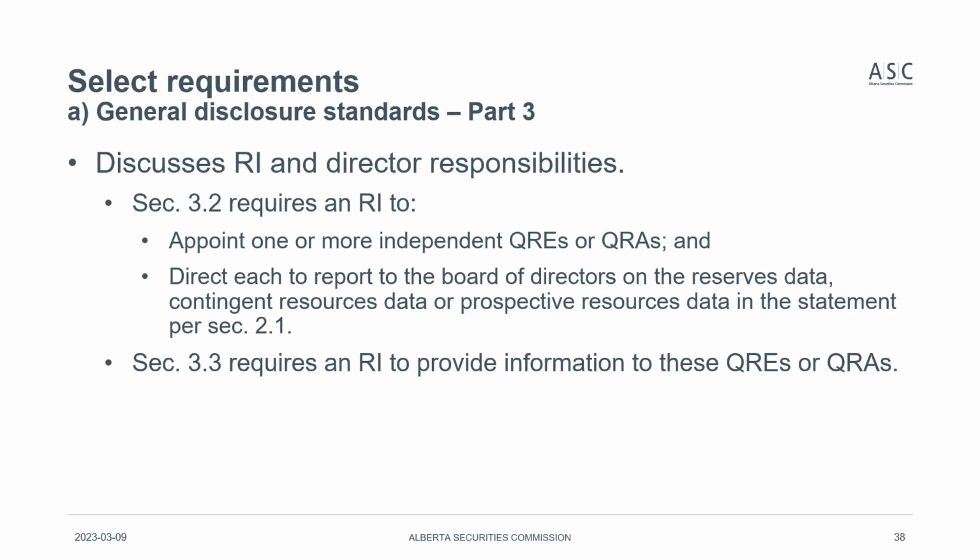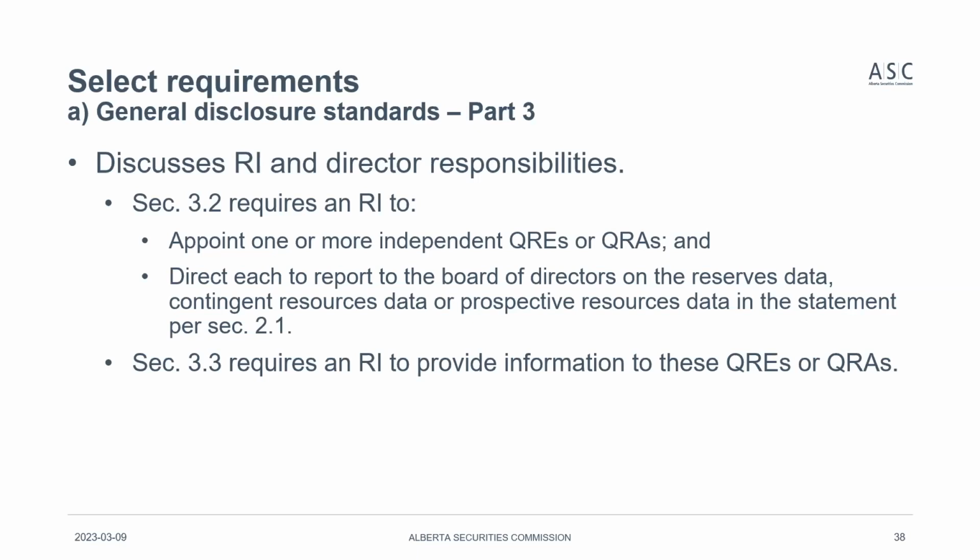So section 3.2 within part 3 requires a number of things of reporting issuers. It requires them to appoint one or more independent QREs or QRAs and direct each to report to the board of directors on the reserves data, contingent resources data, or prospective resources data in the statement per section 2.1. So those annual filings that we keep referring to. A reporting issuer is required to appoint an independent QRE or QRA, at least one, and direct them to report to the board of directors on the information that they've prepared that is included in the F1.